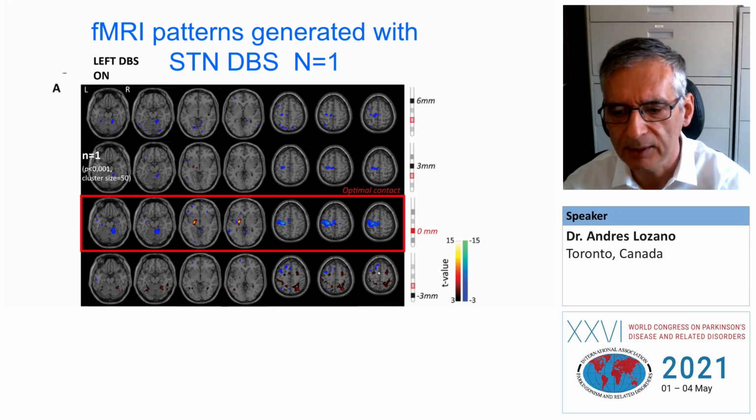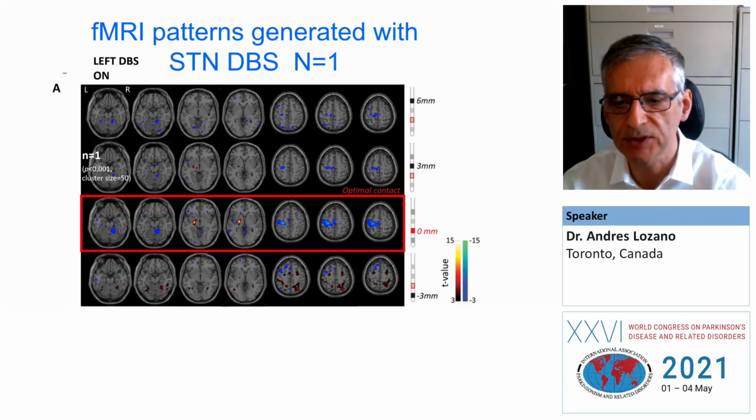Similarly, if one goes in the other direction, to the non-optimal contact seen here at the bottom, you see a completely different pattern of activation. So it is very clear that the optimal contact gives you a very specific signal. As you move away from the optimal contact, you get either a degradation in the signal or a completely different type of signal as you move to a suboptimal contact. This is the case in one patient.